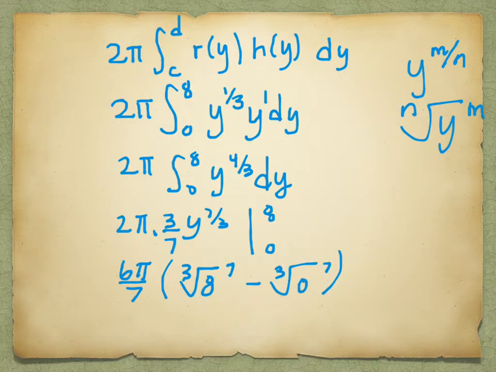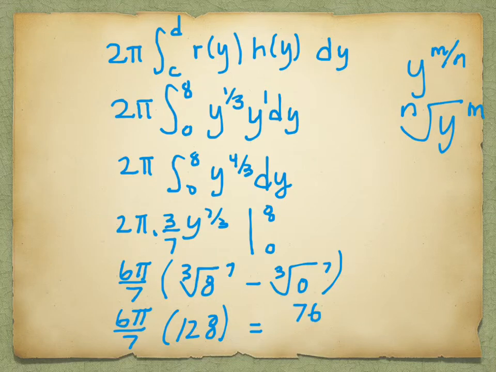All right, so what's the cube root of 8? 3. No. 2. 2 would be right. And then if you take 2 to the 7th, then you will get 128. And you can do that on your calculator. I mean, that would be okay. But this is 128. So this is 6 pi over 7 times 128. And I think I have written down that that ends up giving me 768 pi over 7. Any questions about that one?